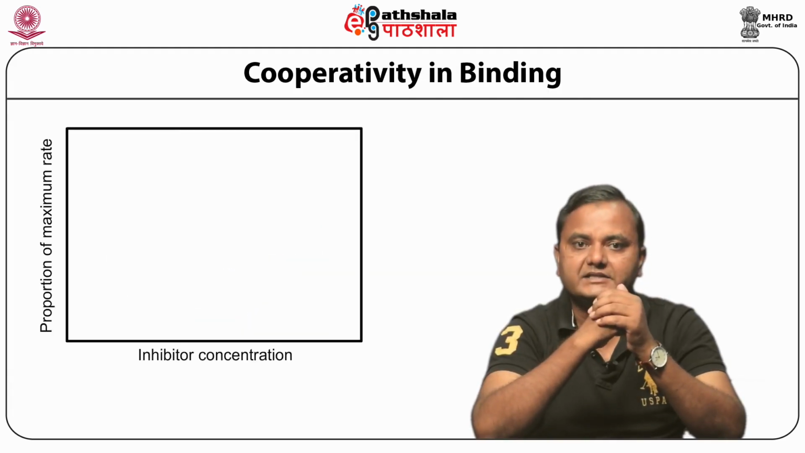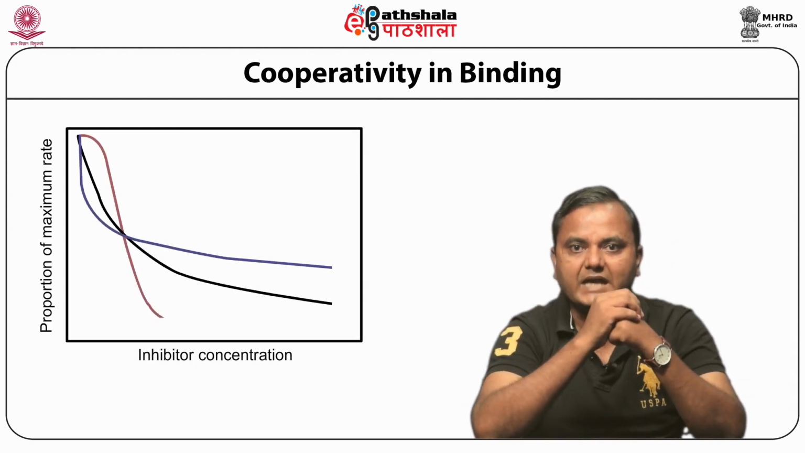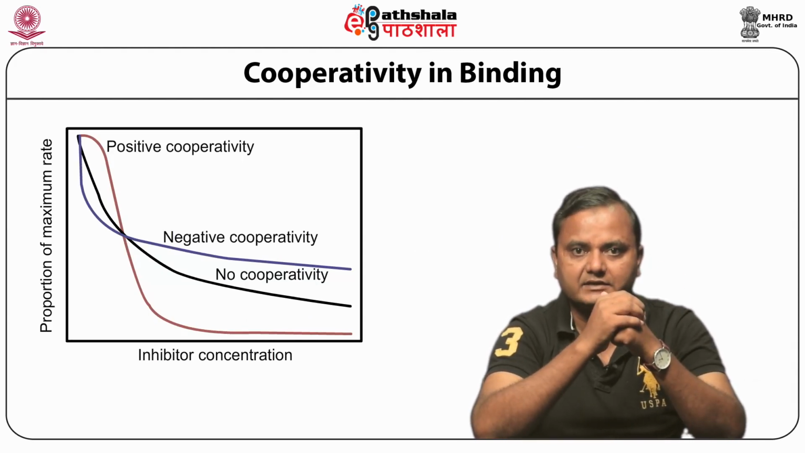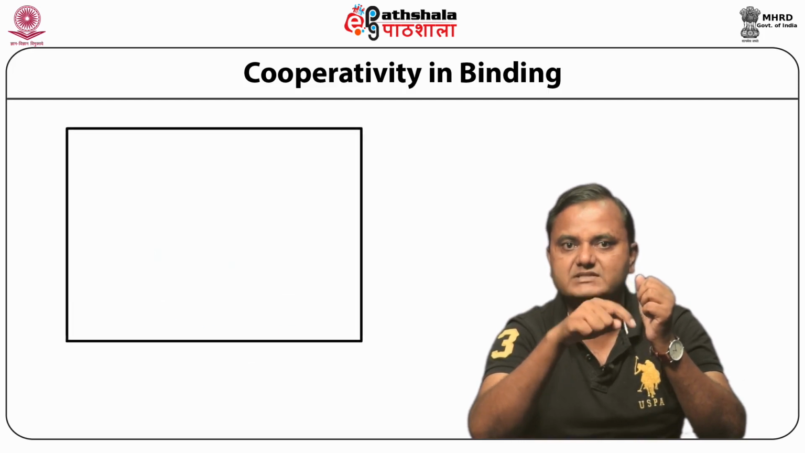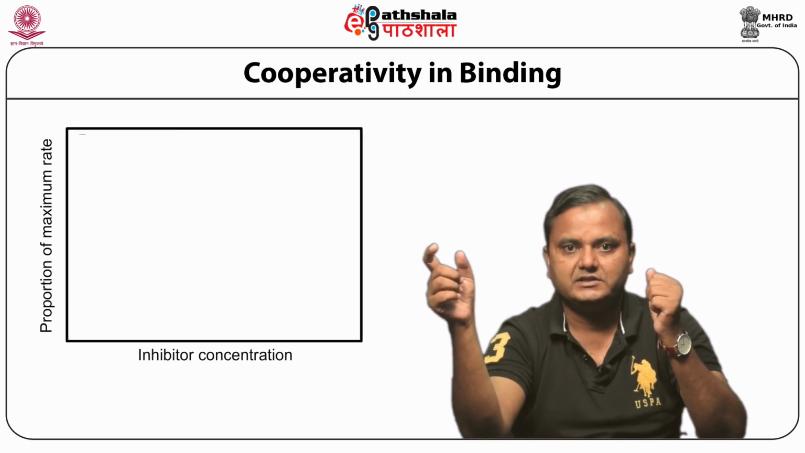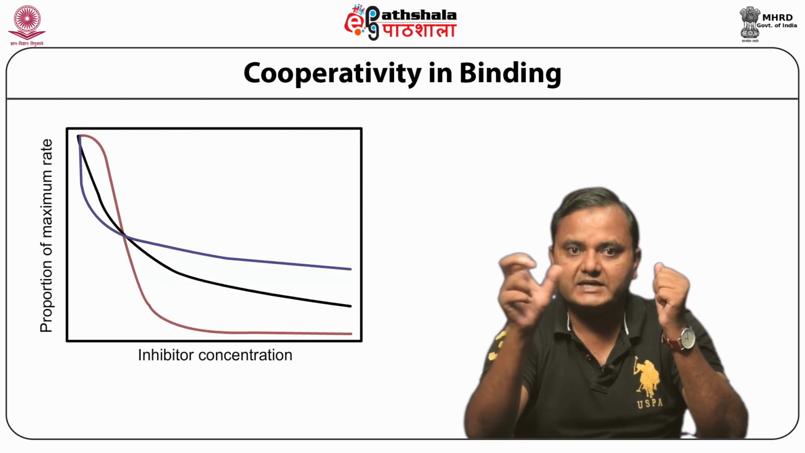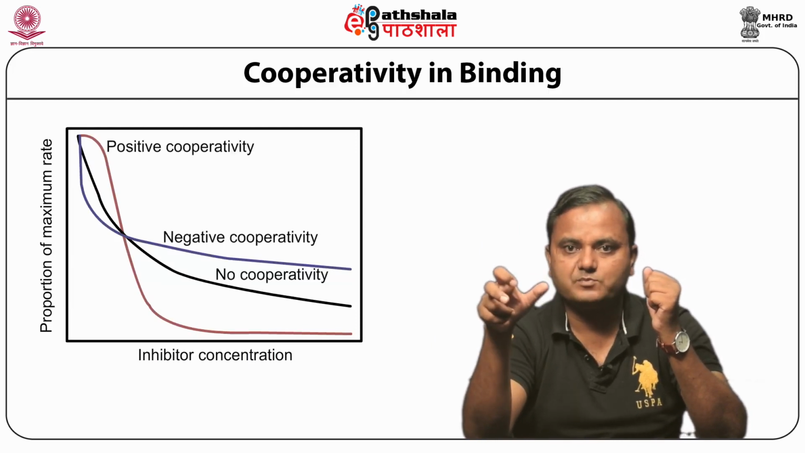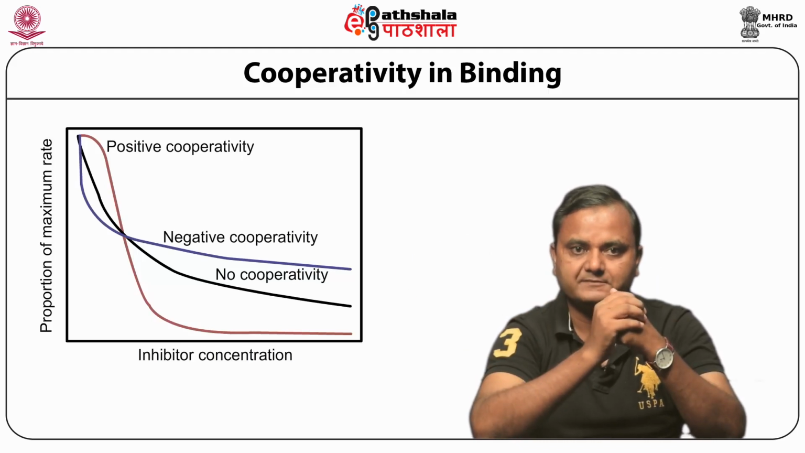Cooperativity in binding: here we consider the impact of cooperativity on a metabolic reaction in the case of inhibitor binding to an enzyme. In this situation, binding at one subunit can influence the affinity of the other subunit for the same inhibitor, thereby affecting how the rate of catalysis responds to the inhibitor concentration.